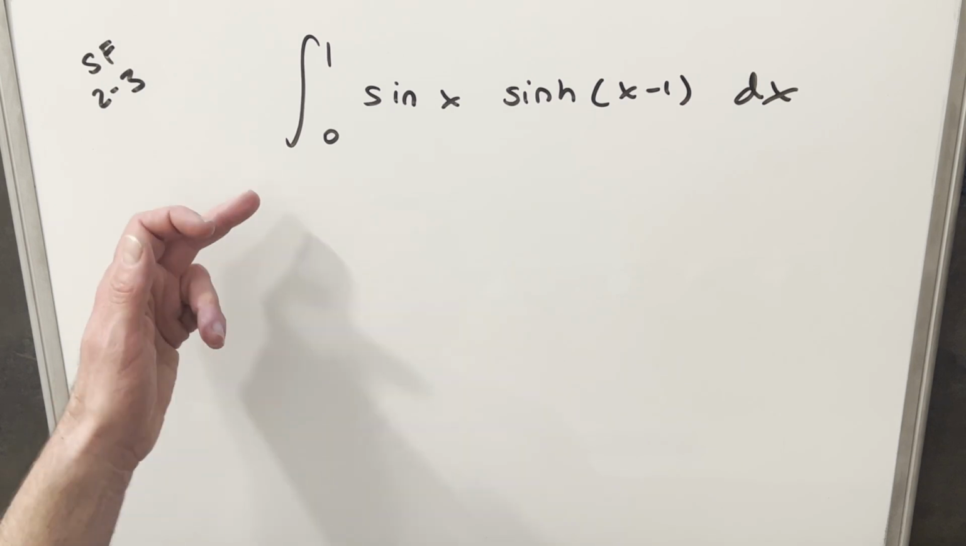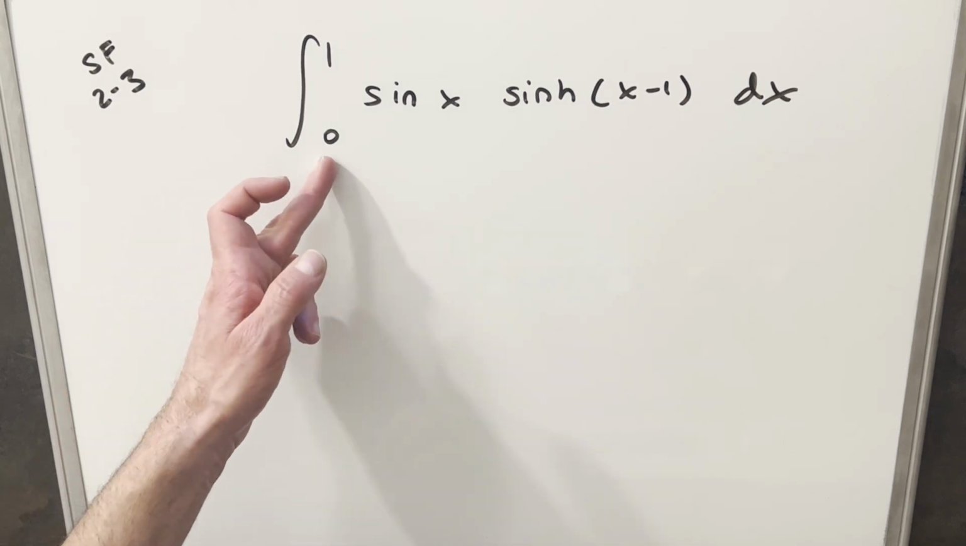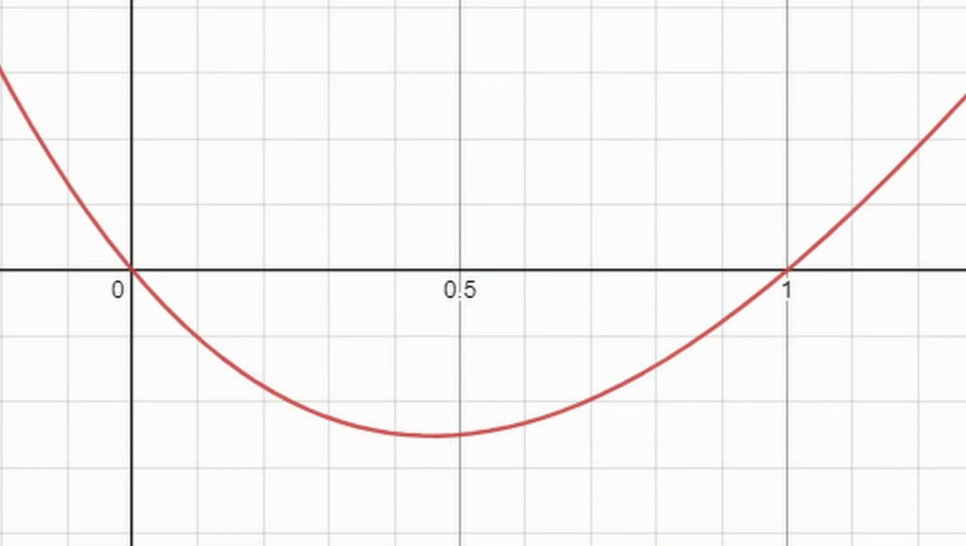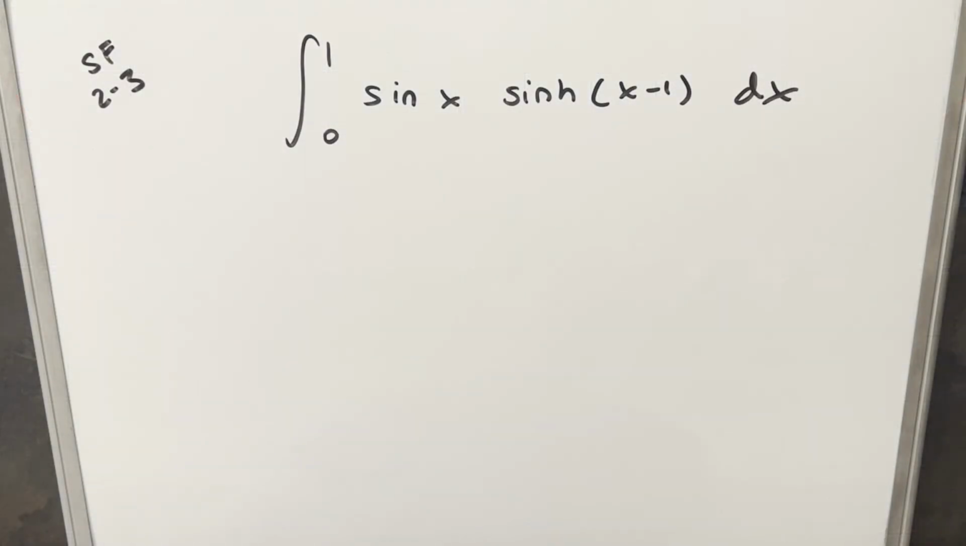The graph of this was kind of interesting because you'll notice at 0, this whole thing becomes 0 because sine at 0 is 0. But then it's also 0 at 1 because the sinh of 1 minus 1 is sinh of 0, and that's 0. So the graph's pretty nice, but I can't tell just by looking at it what the area is. It wasn't like I could just see that it's 0 or pi or whatever.